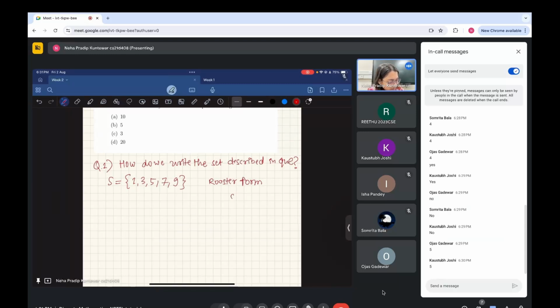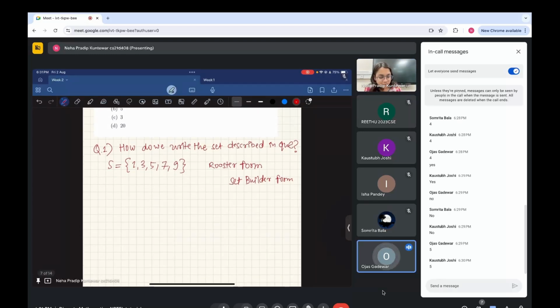Anybody? Ma'am, we can write this in set builder form as {x | x is an odd number between 0 to 10}.